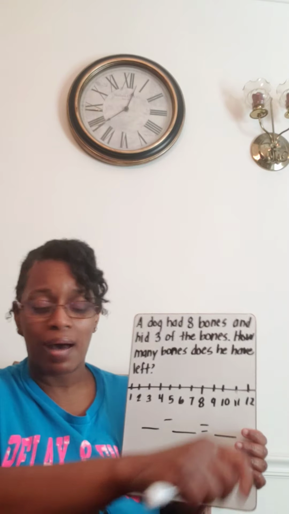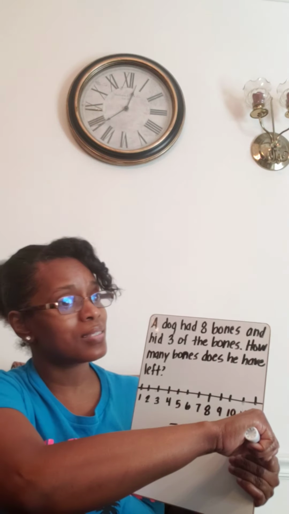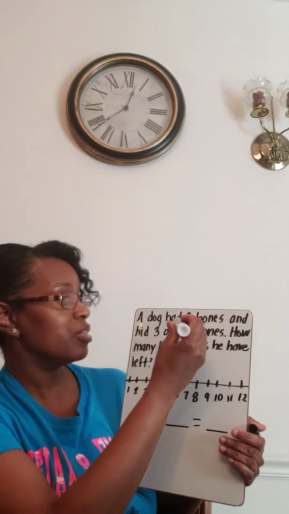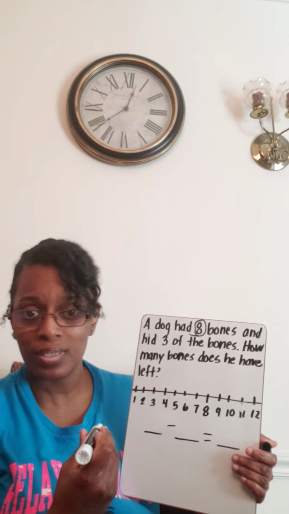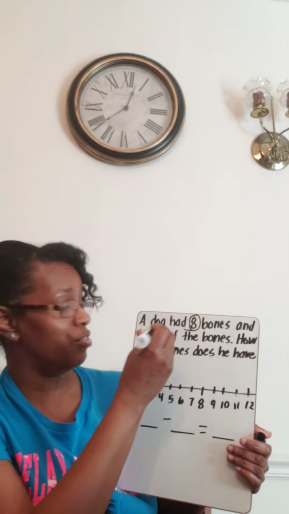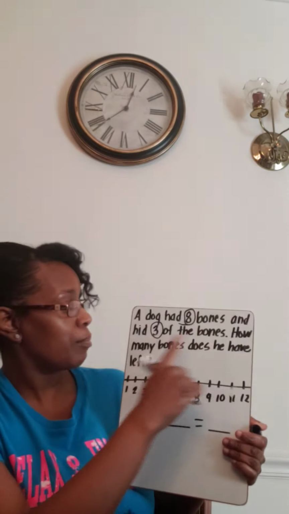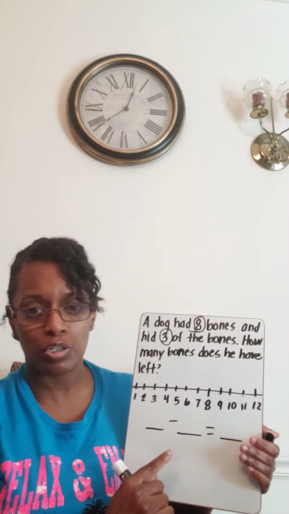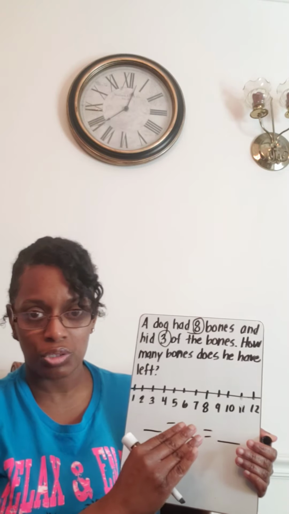So let's think about this word problem a little bit. We know we have a dog, and let's underline or circle the things that we know. We know that the dog has 8 bones. Then it says that the dog hid 3 of them. So that means something is going away. How many bones does he have left? All right, let's get ready to do our number sentence first, because that's going to be the biggest part to making sure that we understand our problem.